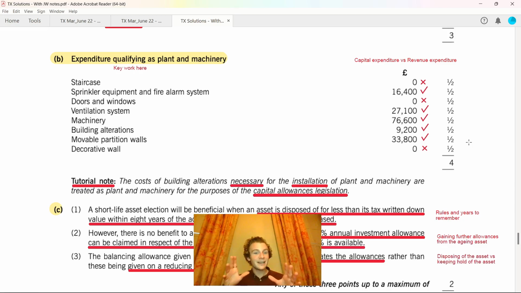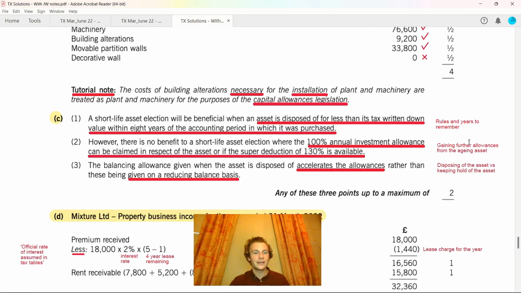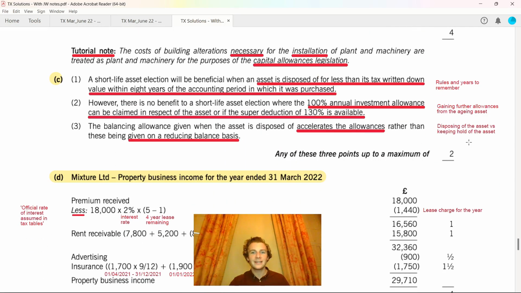If you ever get stuck in the examination, write down on your computer-based examination a justification for it, and the marker may see your point as to why you've come to that realisation and why you've treated it that way. For part C, we had the short-term life election on here, and these are just rules and years for you to remember as to the key facts and figures. Again, this applies to the 21-22 tax year.